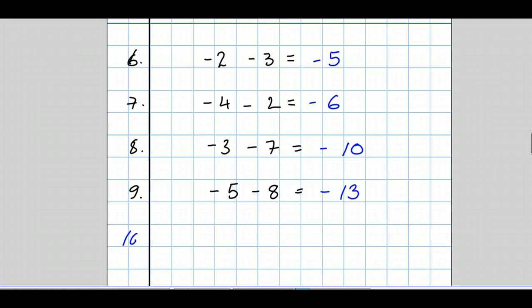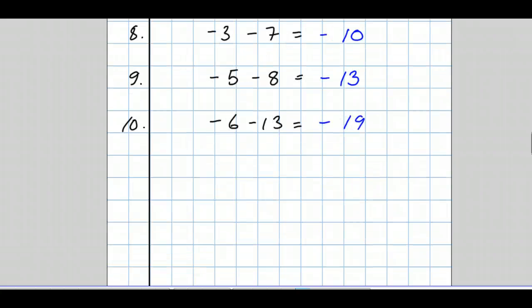Question 10. Minus 6 take away 13. So tell me now, what's the sign of the answer going to be? That's correct, it's minus. They've both got a minus sign in front. But what's the number to the right of the minus sign? Well, 6 add 13 is 19. So when they both have a minus sign in front, we add them together to find the number part of the answer.